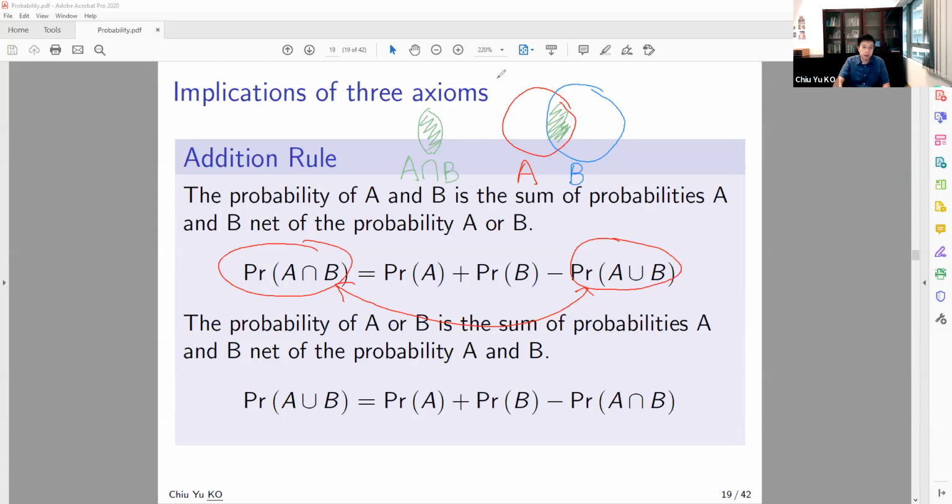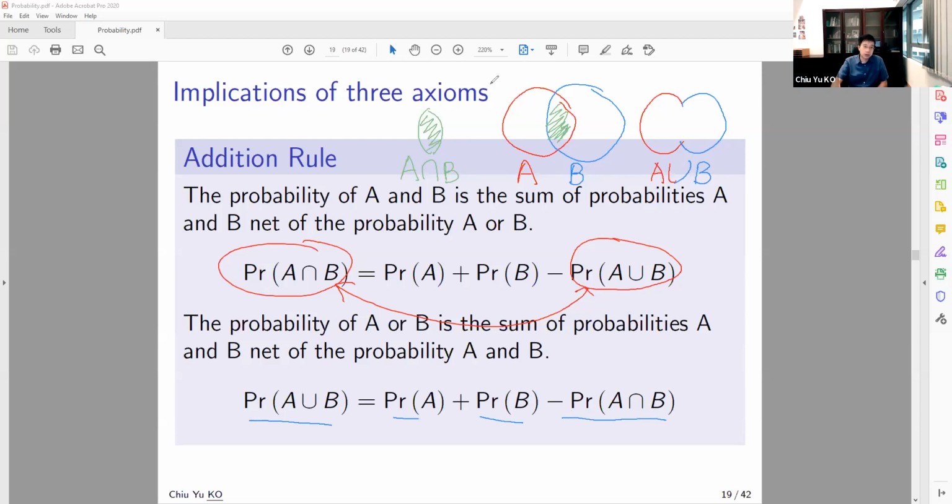And what A union B will be is like this. This will be A union B. So you can see, looking at the area, this area is the same as A and B together, but you double count the green part. So that's why A union B is A plus B, minus A intersect B. So that's how we can understand that.